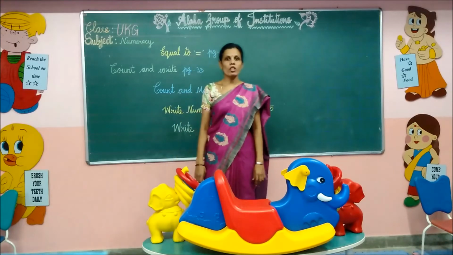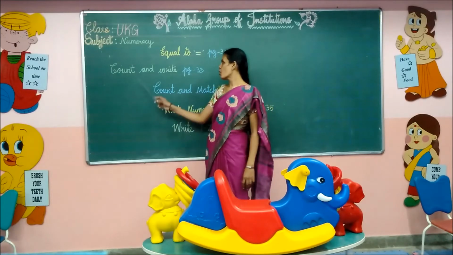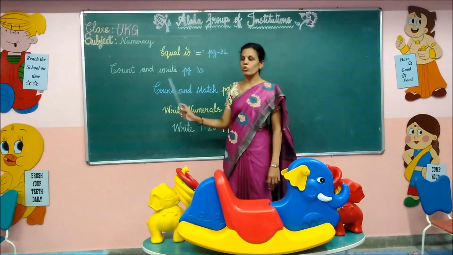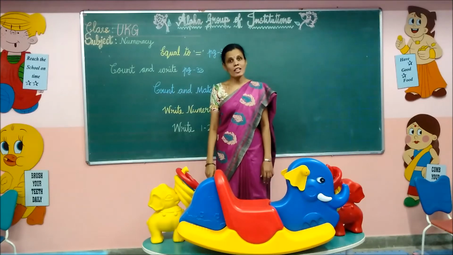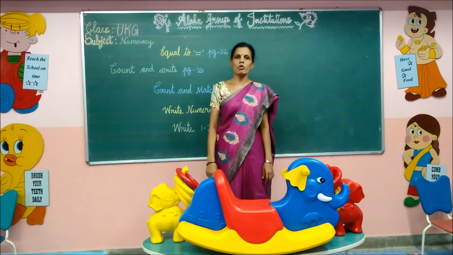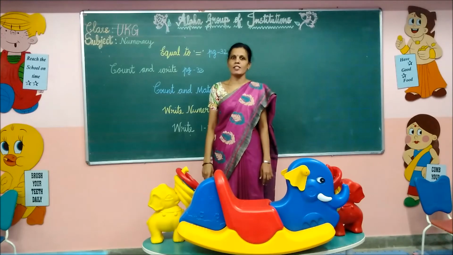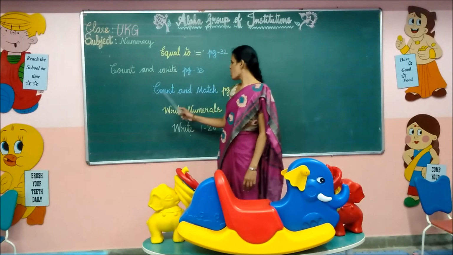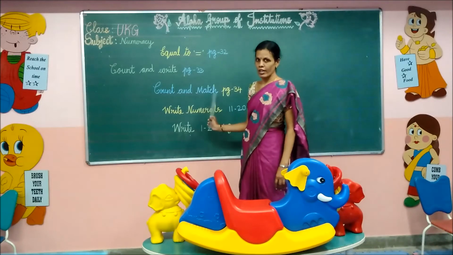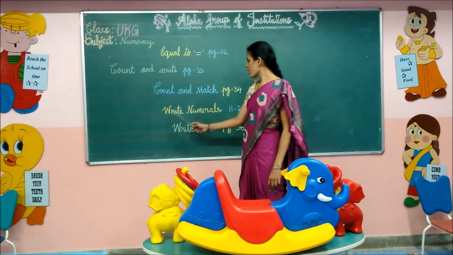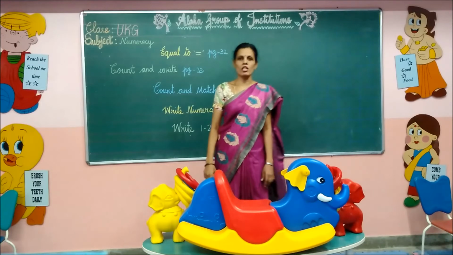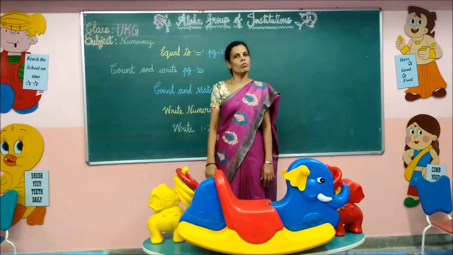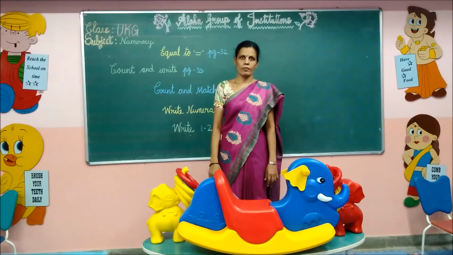Today, you are going to learn the concepts count and write. What are we going to do? Count and write. Equal to, you have learned in the last class itself. Okay. Next, count and match. Next one, write numbers 11 to 20 and write 1 to 10. 20 in textbook. Now we'll move on to the textbook.